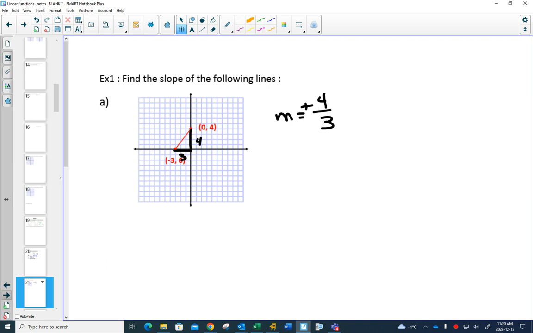So sometimes you can just see it. If you can just see it, that's the easiest way. Why would I make you do it any more difficult? Does that make sense? Okay. If we wanted to use the formula, we would have to choose one of these to be our first point.